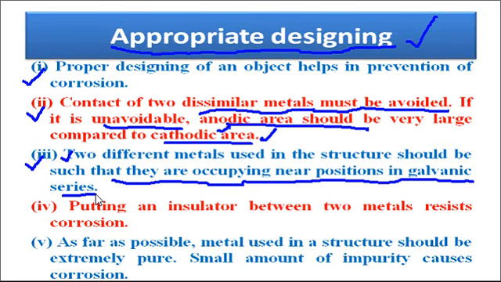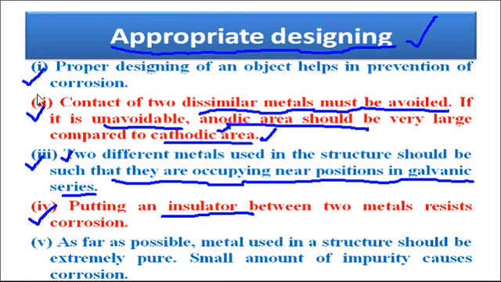So we should select the metal in such a way that their position in the galvanic series will be near, so that the electrode potential difference between these two metals is smaller. If direct contact is unavoidable, then we should place the proper insulator between the two dissimilar metals, just like we are using the rivets, plastic or rubber rivets between two metallic structures. So we can use any insulator between two dissimilar metals.